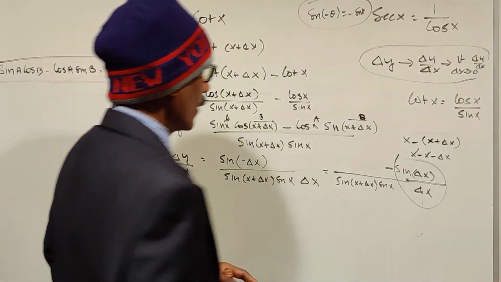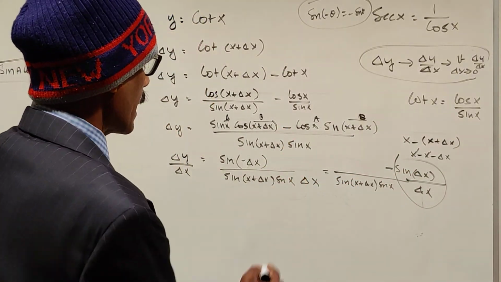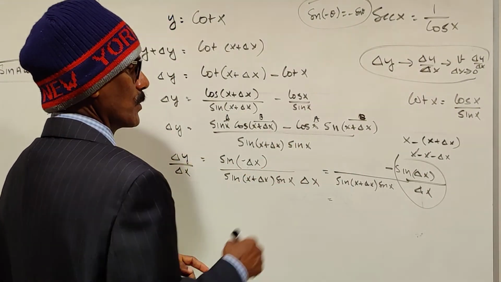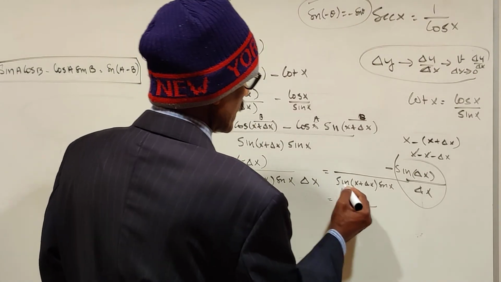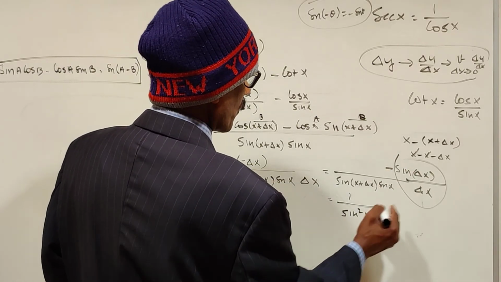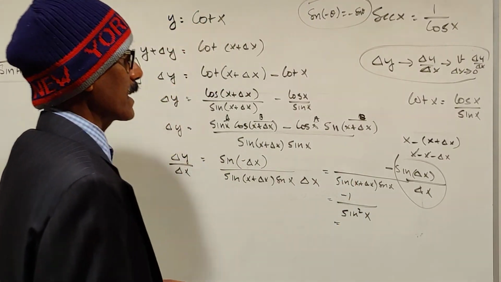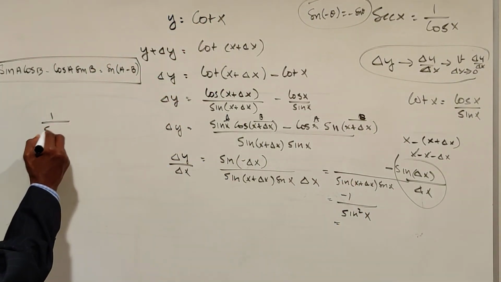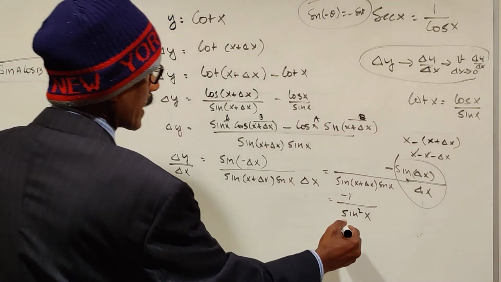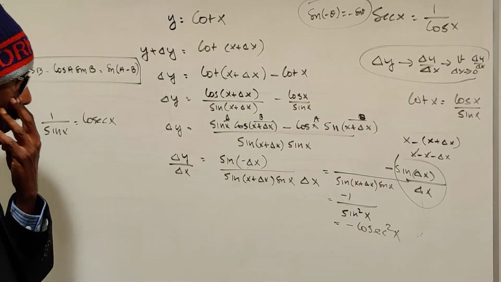What is this? When the limit of delta x tends to 0, sin delta x by delta x is 1. So the answer is, wherever delta x is, I need to put 0. So 1 by sin square x. This one is 1. See, there is a negative. So what is 1 by sin x? 1 by sin x is cosec x. So minus 1 by sin square x is minus cosec square x. So that is the formula.